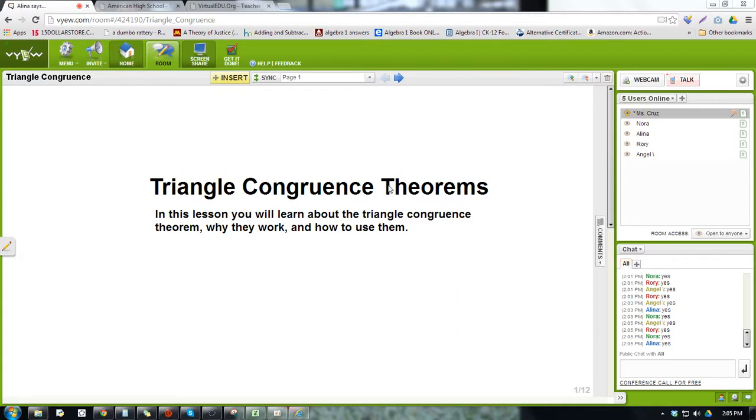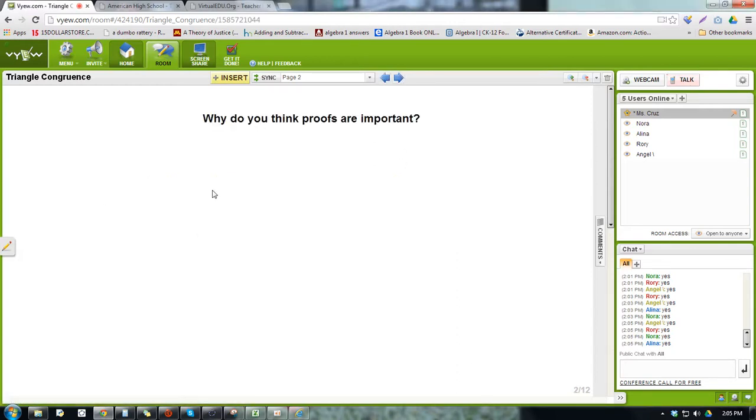We're going to talk about how to tell if triangles are the same as far as their measurements and their angles and everything, and ways to tell that they're the same. Depending on how far along you are in this course, you may or may not have started to do proofs yet. So before we talk about proofs in math, I want to get your ideas about why you think proofs are important. Does anybody have ideas? Raise your hand if you have something you want to add.